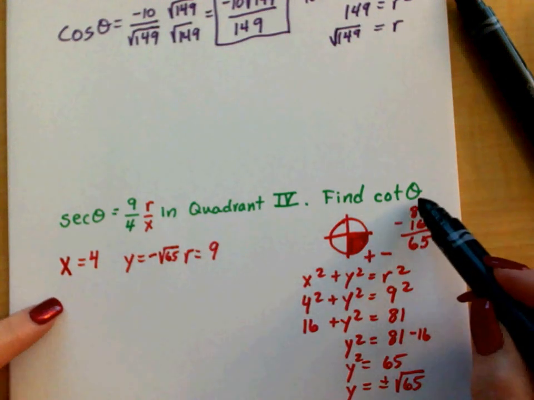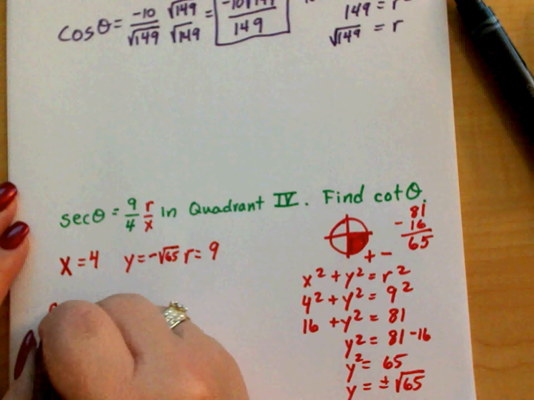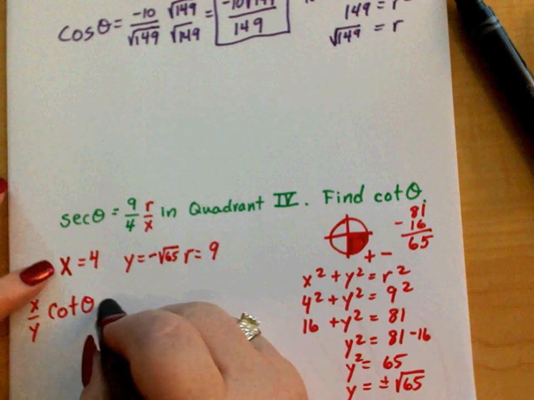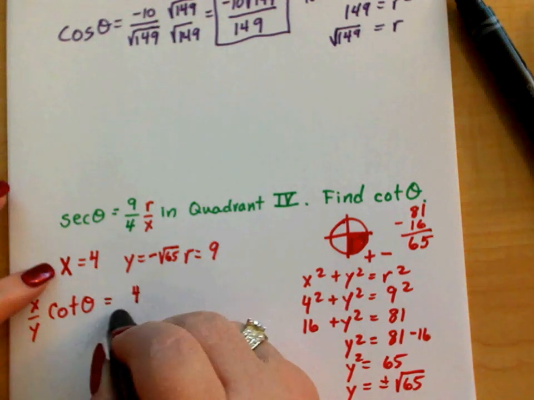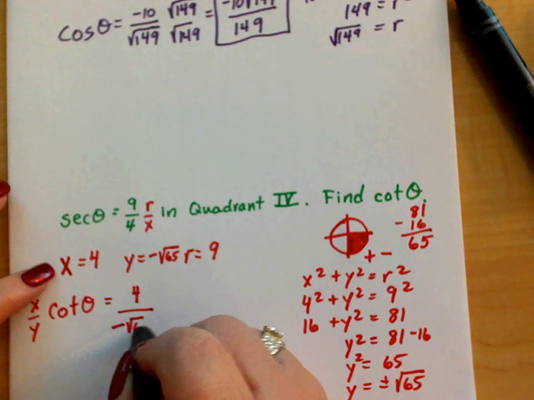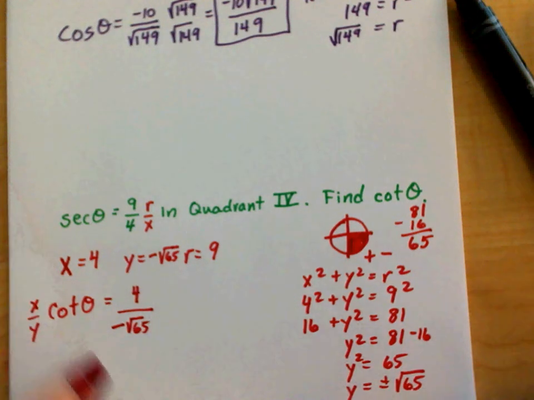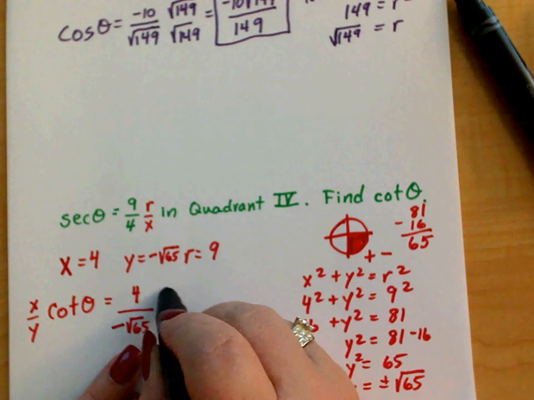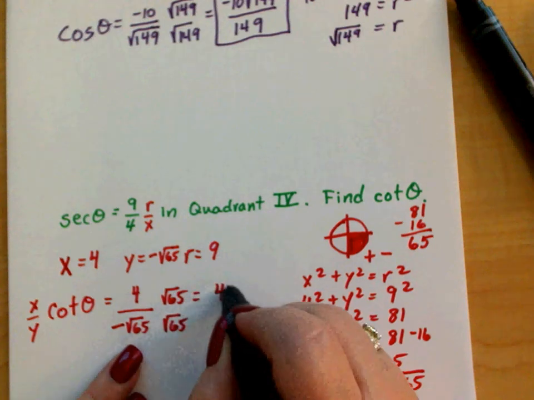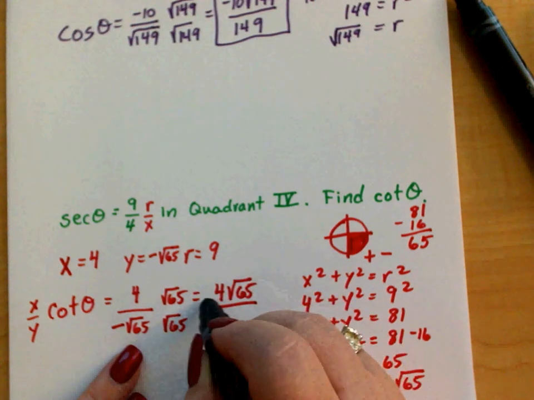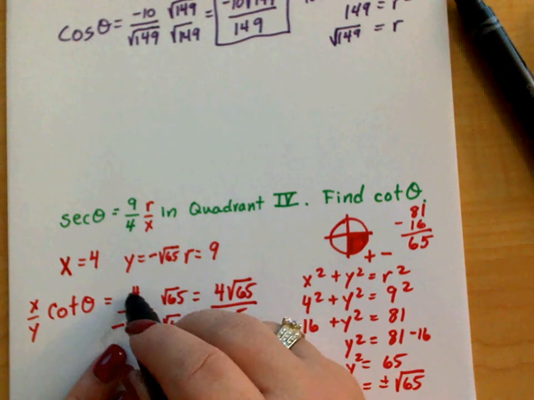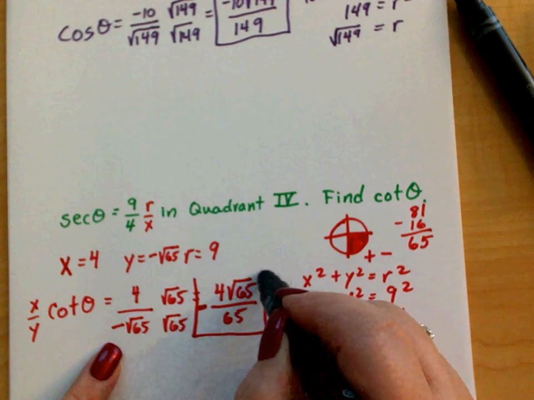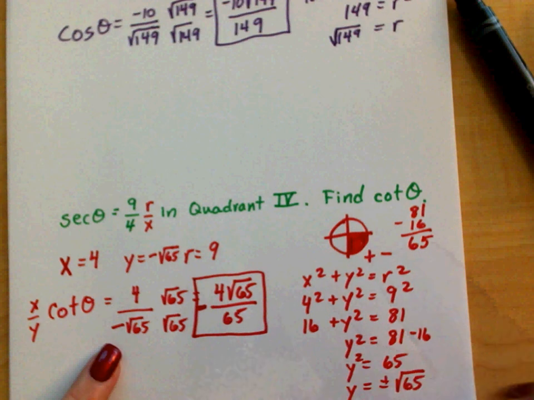Now, the problem asked me to find the cotangent of theta. I know that cotangent of theta is x over y. So when I do this problem, it'll be x, which is 4, over y, which is negative square root of 65. Oh, but once again, I cannot leave that radical in the denominator, so I'm going to multiply numerator and denominator by square root of 65. So I'll get 4 root 65 over 65, and of course it was a positive over negative, so this whole answer is going to be negative. So my answer would actually be negative 4 root 65 over 65, and you wouldn't really be able to simplify that anymore.